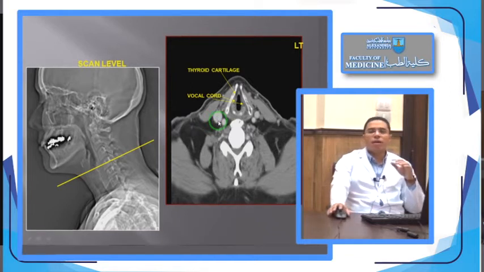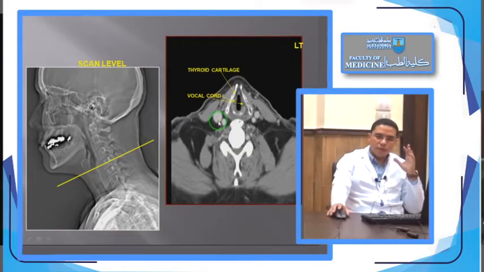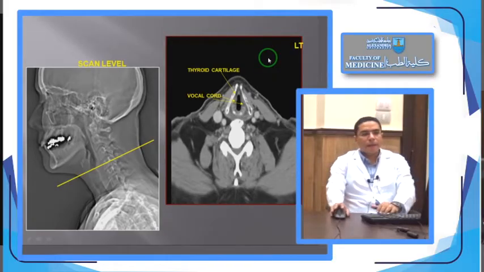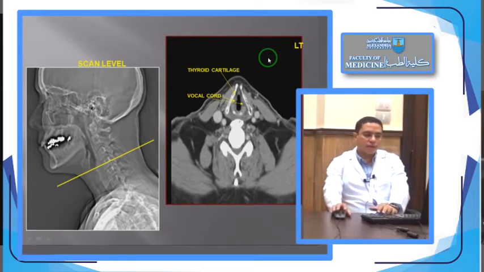Once you see the thyroid cartilage, you have to keep in your mind that there may be a thyroid gland here. Why? Because the extension of the thyroid gland is from the oblique line of the thyroid cartilage above to the level of C6 below. Okay, so this is the thyroid cartilage, so I am expecting to see a thyroid gland at any cut.